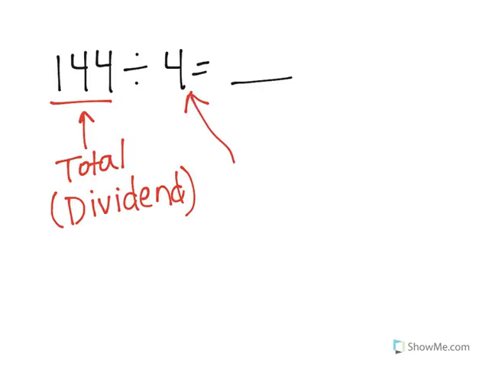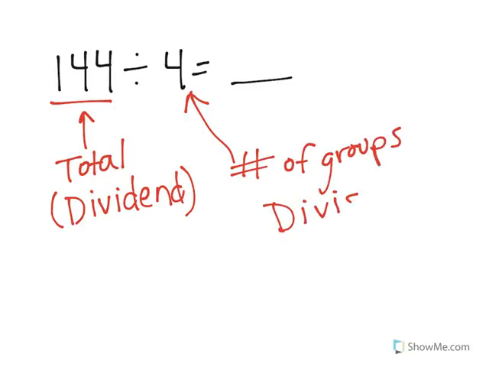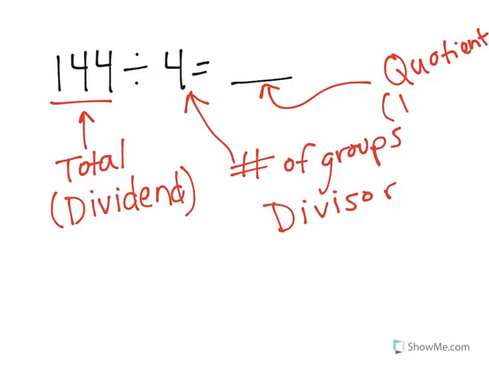Right here, this is telling us the number of groups that we're splitting it into, and we call it the divisor. In division, the answer, what we're looking for, is called the quotient. And if we know the total and we know the number of groups, the quotient is the number in each group.